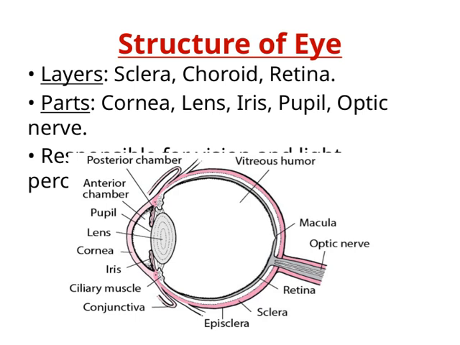Moving on to the parts of the eye, we have the cornea at the front, acting as the eye's primary lens to focus incoming light. The lens itself then fine-tunes this focus, working together with the cornea to create clear images. The iris controls the size of the pupil, which is the opening that allows light to enter the eye.